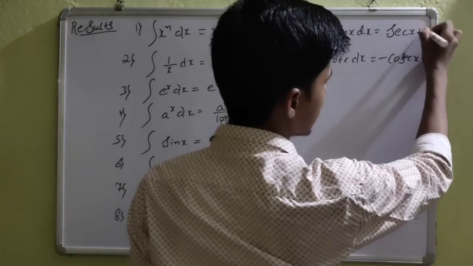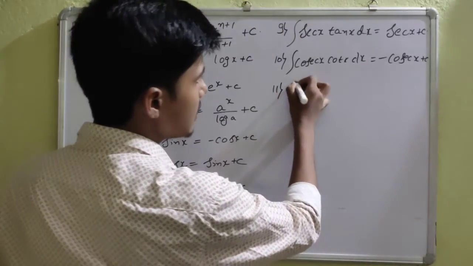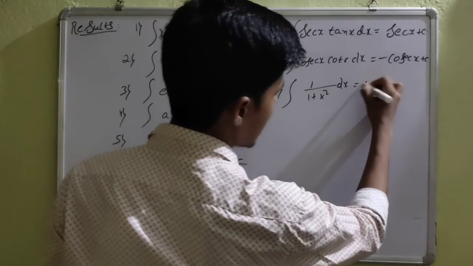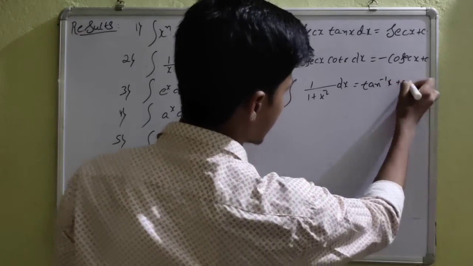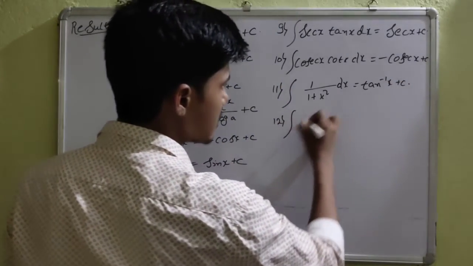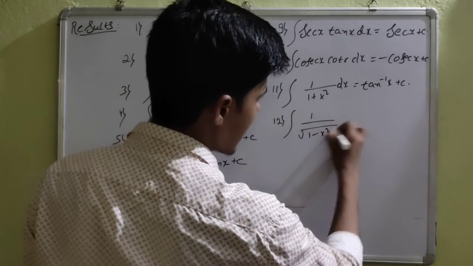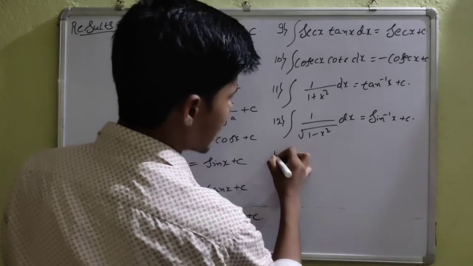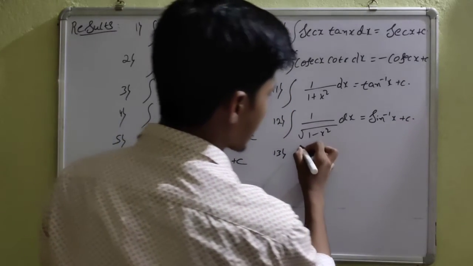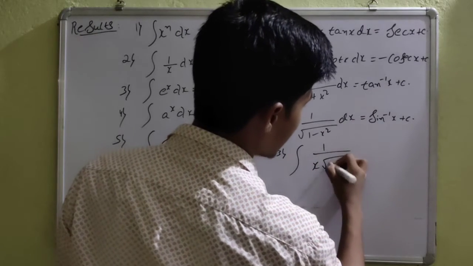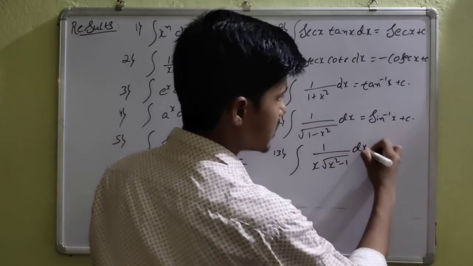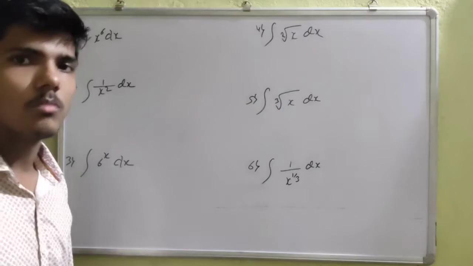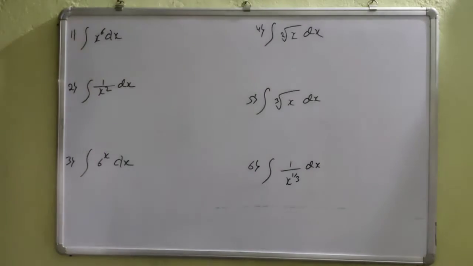The 11th result is integration of 1 upon 1 plus x square dx is equal to tan inverse x plus c. The 12th result is integration of 1 upon root under 1 minus x square dx is equal to sin inverse x plus c. The 13th and last result is integration of 1 upon x root under x square minus 1 dx is equal to sec inverse x plus c. Before going for further discussion, let's solve some questions.